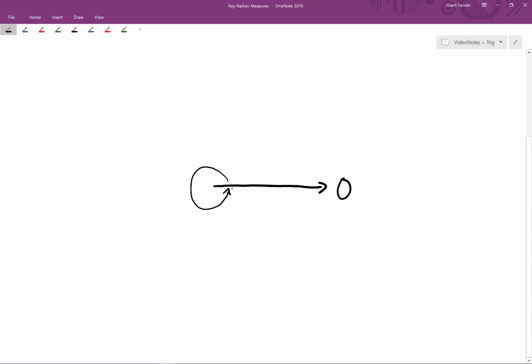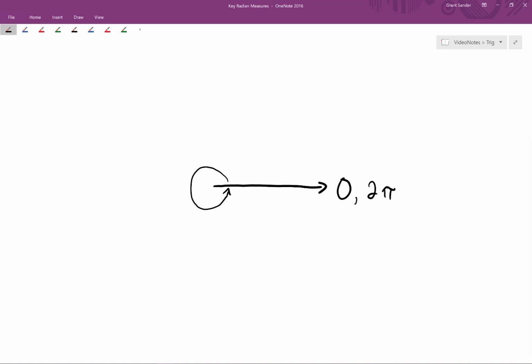Now, if we made one full rotation, so imagine sweeping out one full rotation, and we end up back at that 3 o'clock position, then we have a measure of 2 pi radians, because 2 pi radians span a full rotation, or there are 2 pi radians in a full rotation. So an angle with a measure of 0 radians and an angle with a measure of 2 pi radians look the same when drawn statically, but the 2 pi radians means we swept out one full rotation.